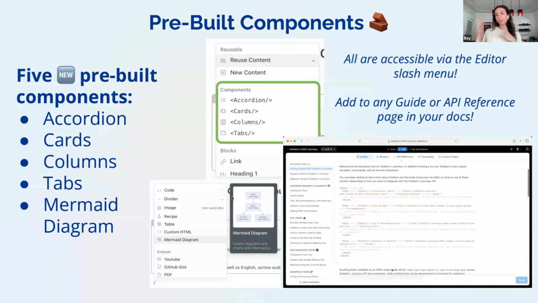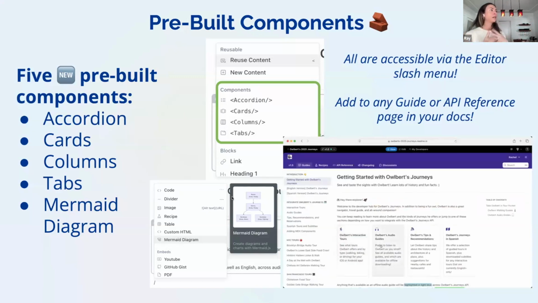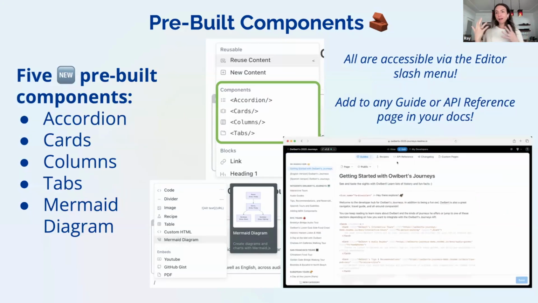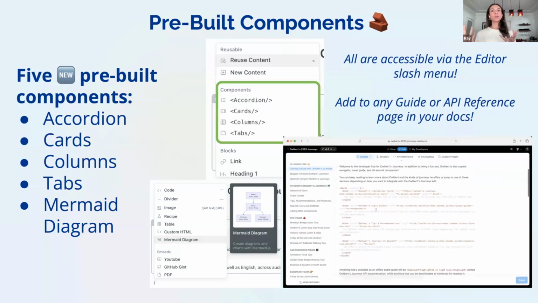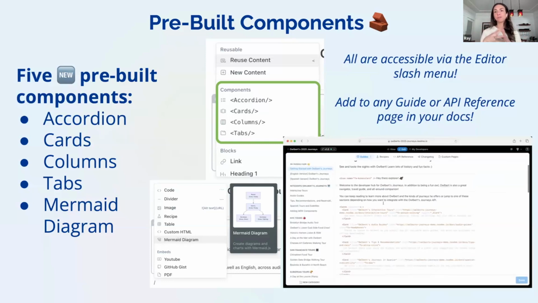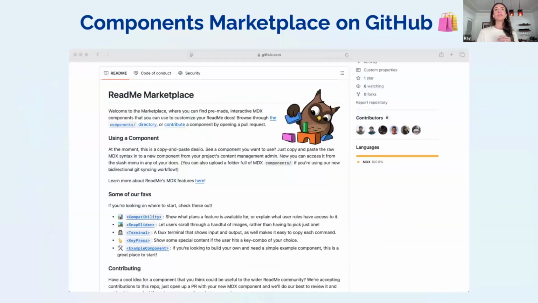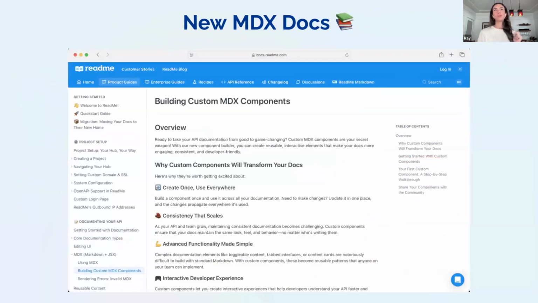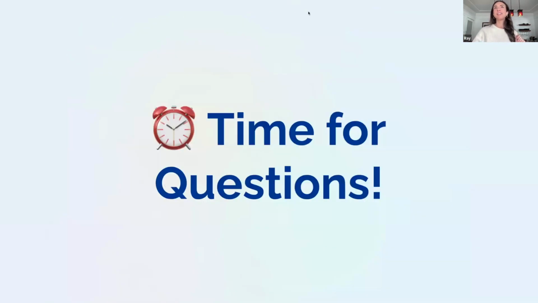So that's a good way to get familiar with the syntax structure, understand how to make edits at the page level. You can also build these cards as your own components and customize them further and build them at the custom components level in your content menu. As I mentioned, we have this components marketplace on GitHub, new docs. Let's use our remaining time to take any questions.